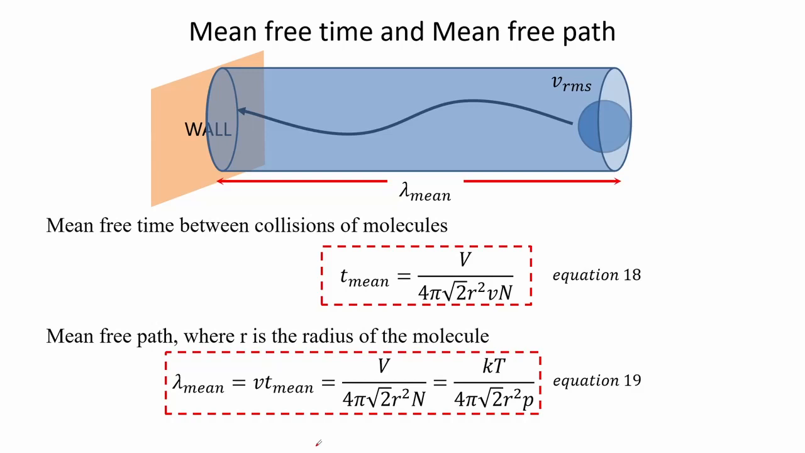As particles move in space, we take into consideration the mean free time and the distance, or the mean free path, of the particle. The mean free time, shown in equation 18, is the average time for molecules to collide elastically with the wall. The average distance is the product of the speed of the molecule times the mean free time, as shown in equation 19.